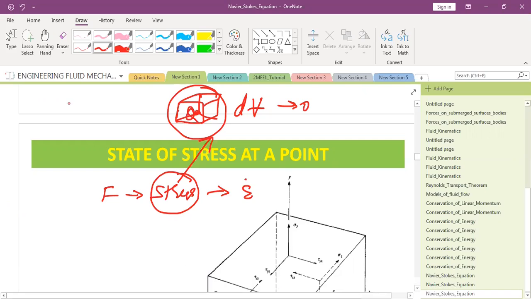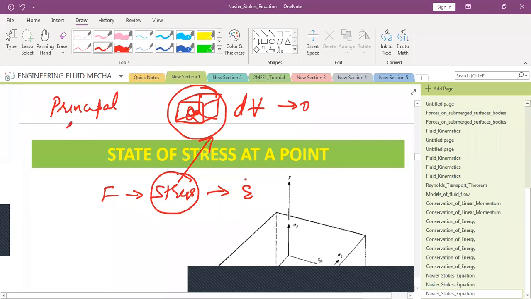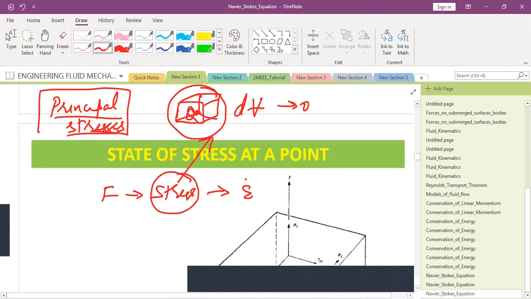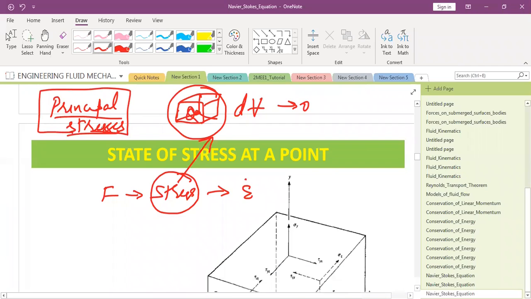Now, if I ask you, how many of you have heard about this term? I think you are doing solid structures. How many of you have heard about this term, principal stresses? Anyone? Akash?